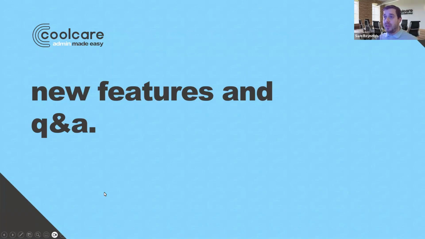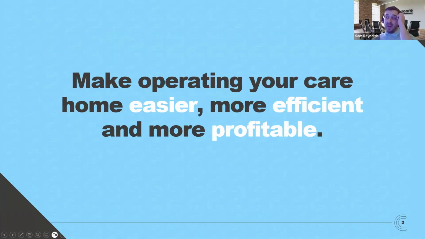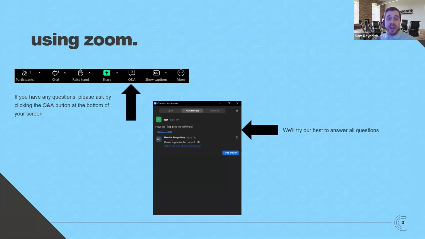As I'm sure you're all aware, CoolCare is here to make operating your care home easier, more efficient, more profitable. With today being a Q&A webinar, you can use Zoom to ask questions on the Masterclass. You should find a Q&A option on your window where you can type up a question and I'll be able to answer it as we go through. I do have some backup today from our team as well, so if there's any questions I don't answer live, we'll be able to answer it for you instead.